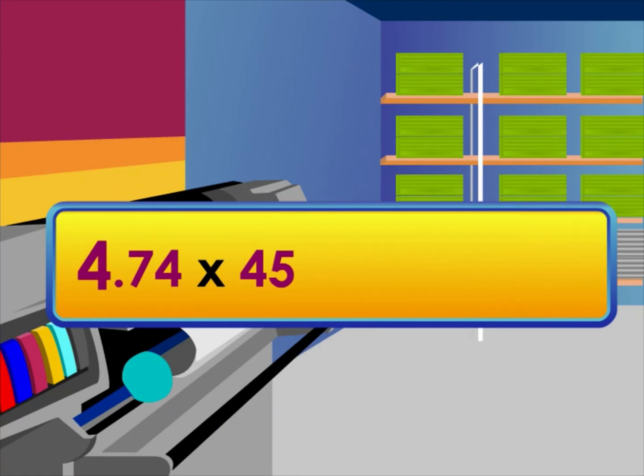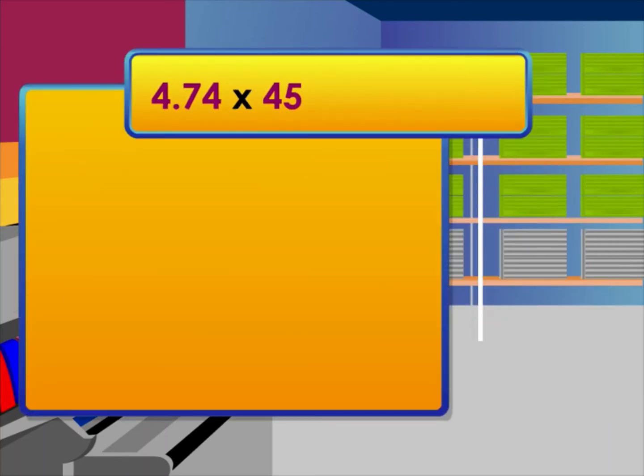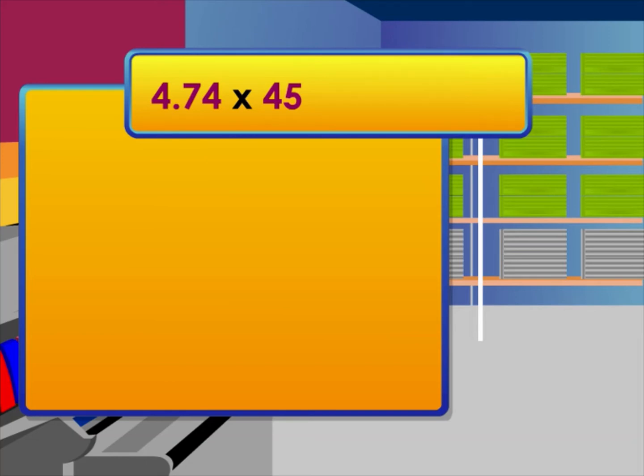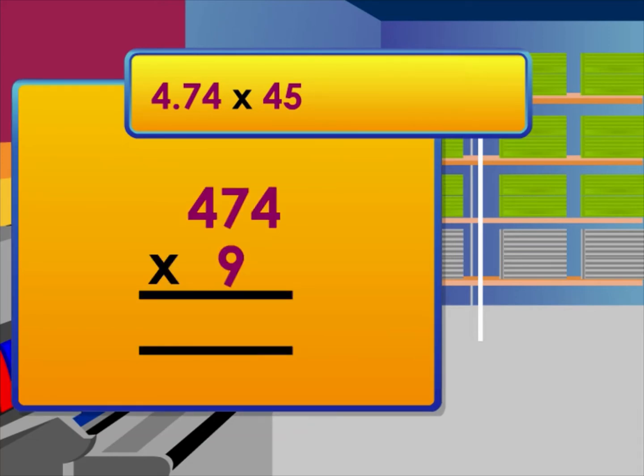Calculate 4.74 times 45. Let's apply the doubling method. Here we will double the multiplier. What is double 45? Yes, double of 45 is 90, and this will make it easier for us to multiply. Ignore the decimal point and multiply 474 by 9.